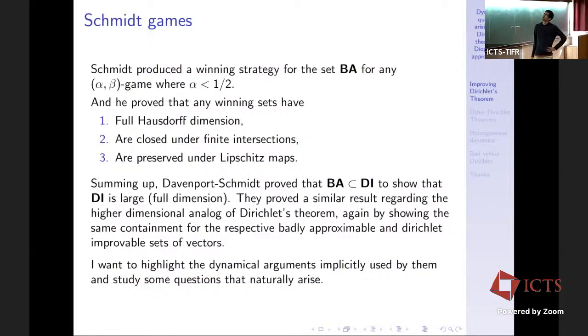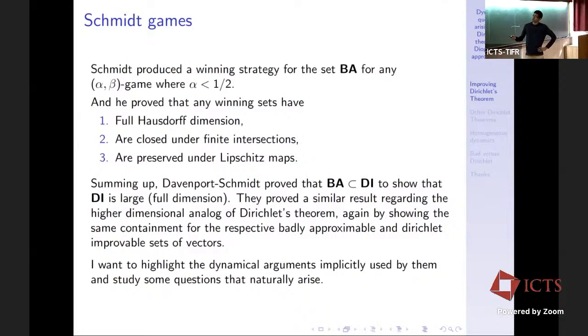Schmidt proved that there's a winning strategy for alpha less than half for BA. And winning sets, as we know, have full dimension, are closed under finite intersection. Although if you have an uncountable number of alpha winning sets, then the intersection is also winning, and they're preserved under Lipschitz maps. Summing up what Davenport-Schmidt did in their paper, they proved BA is a subset of DI, or they proved DI is exactly BA union Q. And that's how they saw that this Dirichlet-improvable set has full dimension.